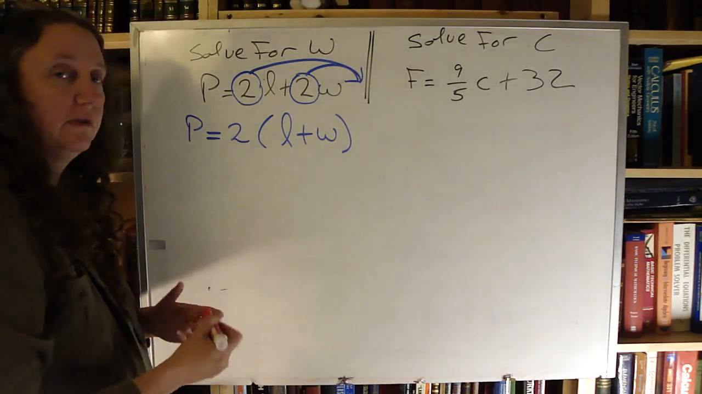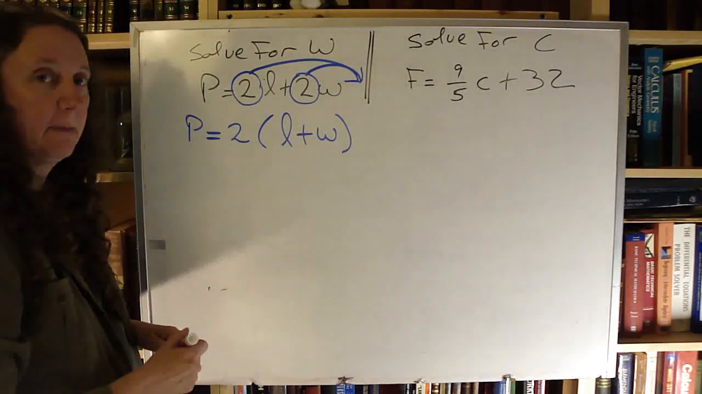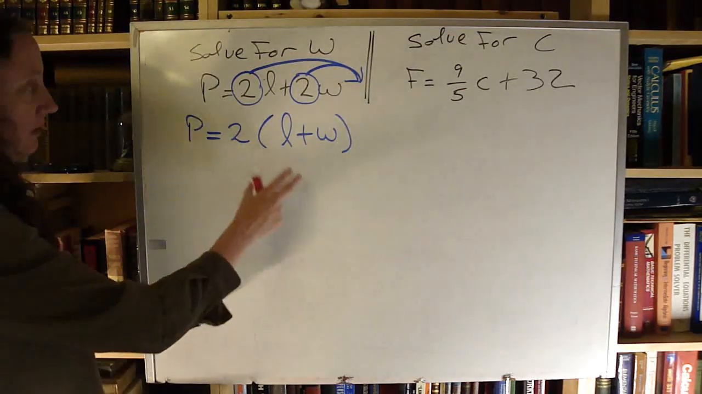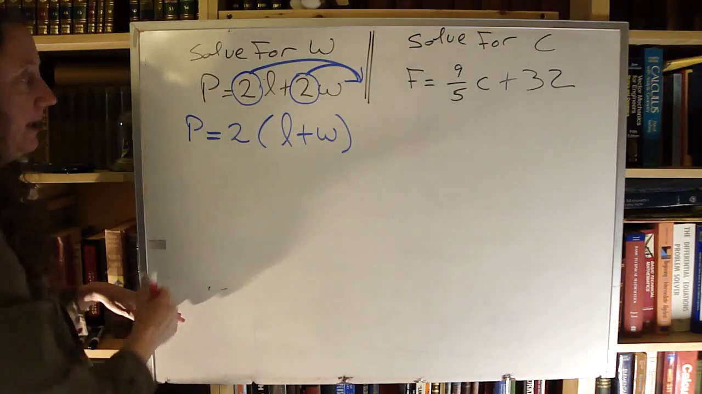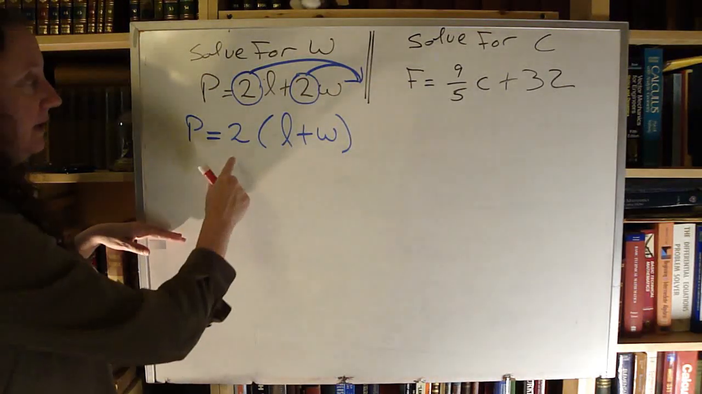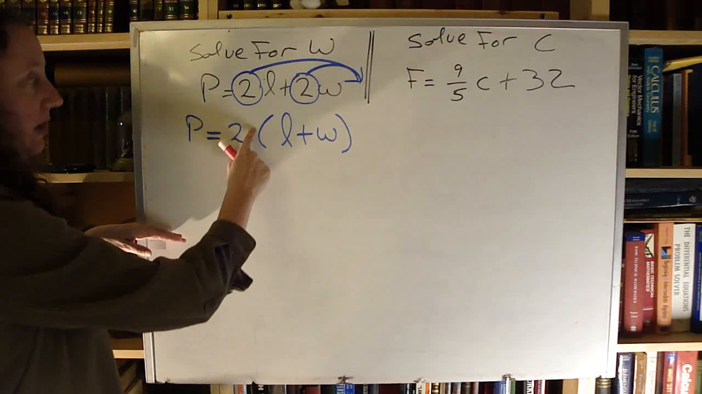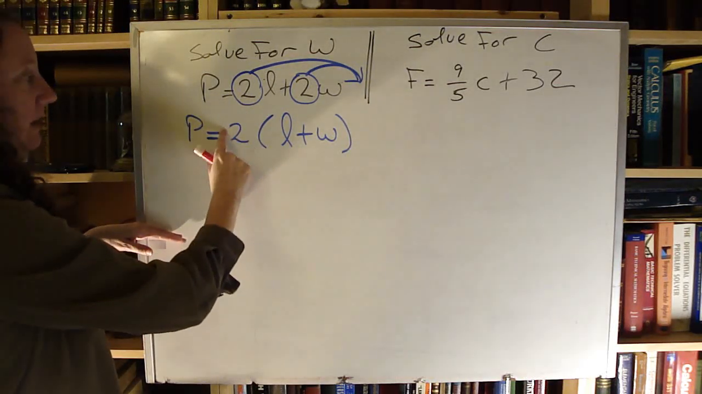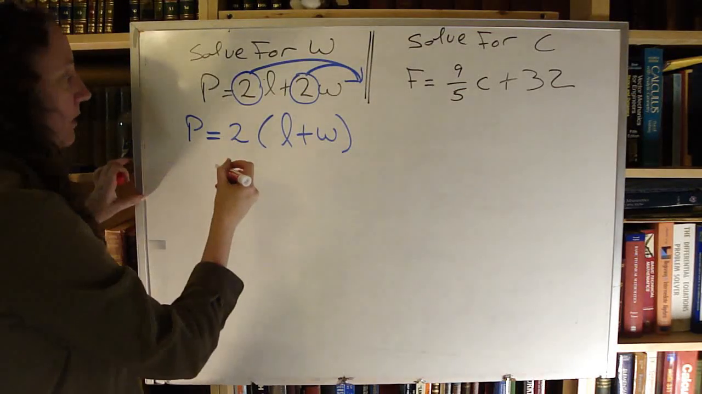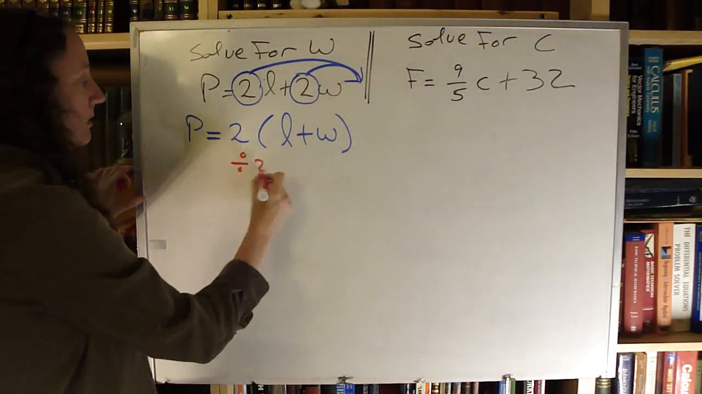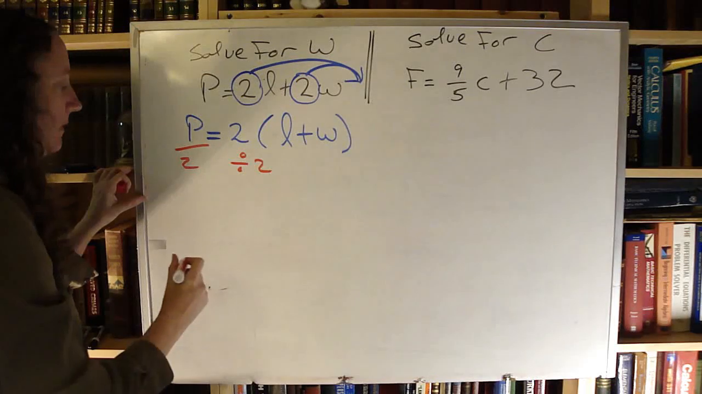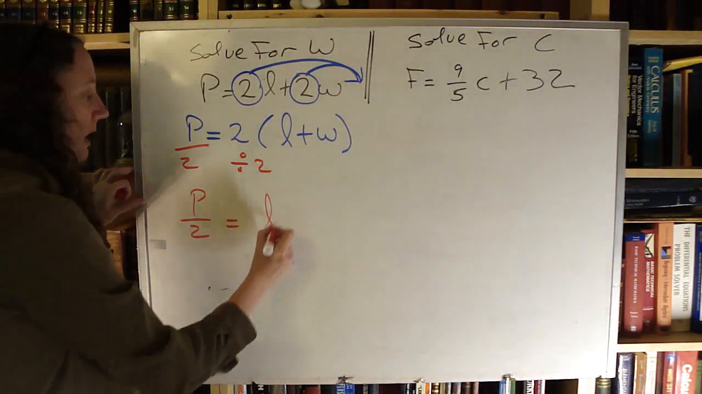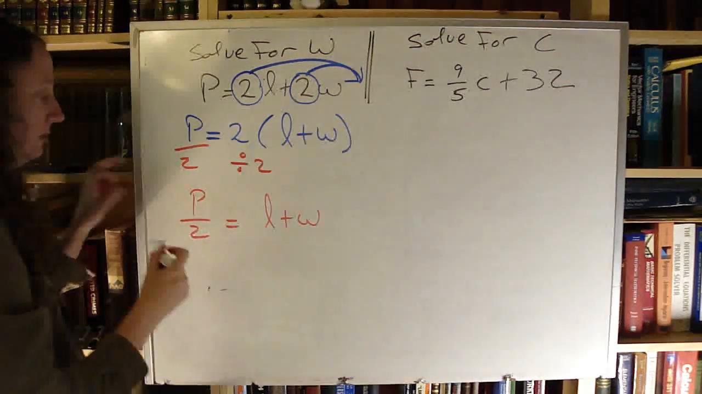Now I have my order of operations that I have to follow. I start with my add, subtract. Nothing outside the parentheses to be added or subtracted. Multiply, divide. Outside of the parentheses I have this 2 that's being multiplied. So I need to divide that over to the other side. So now I have P over 2 equals L plus W.